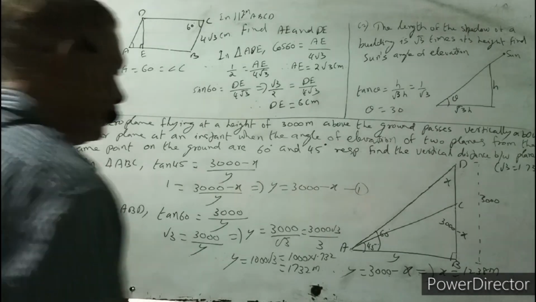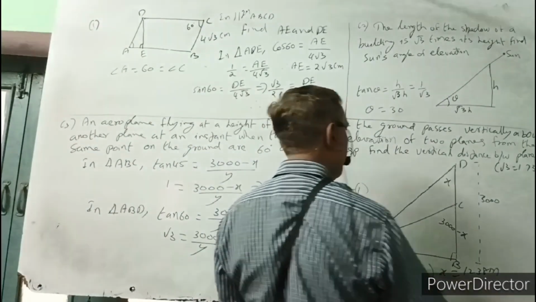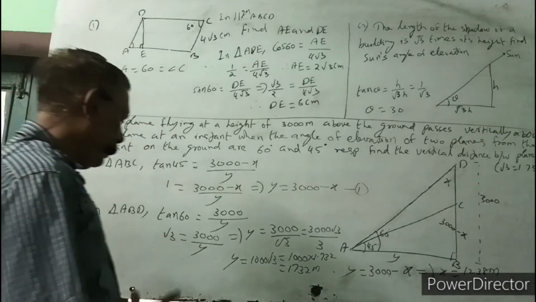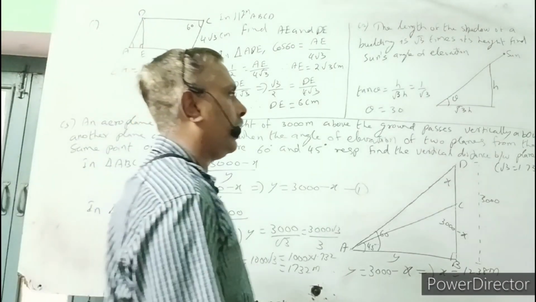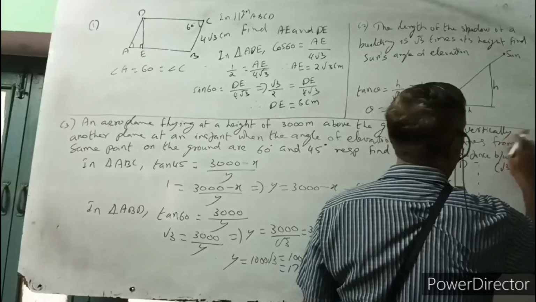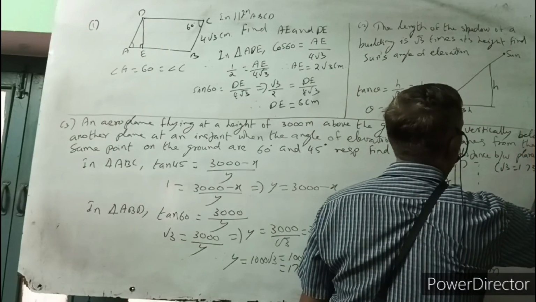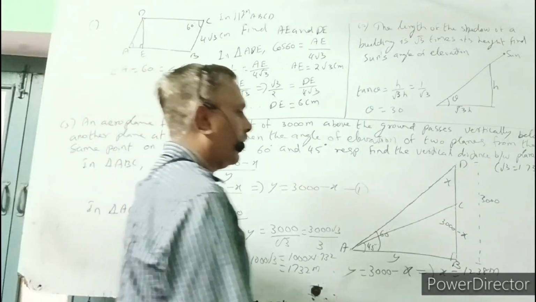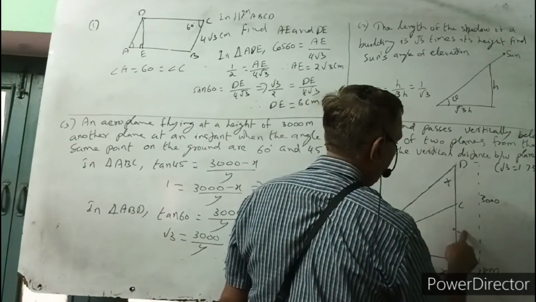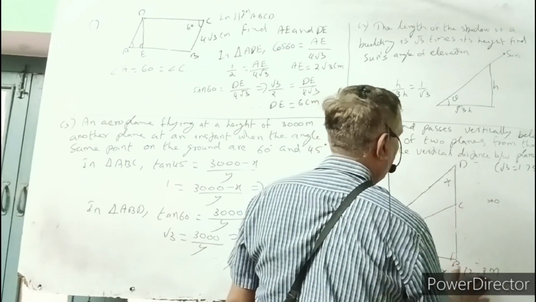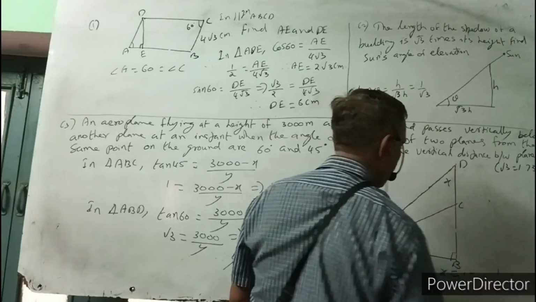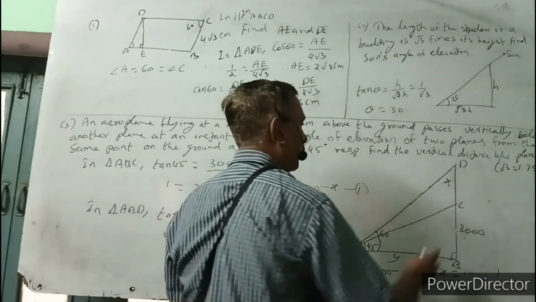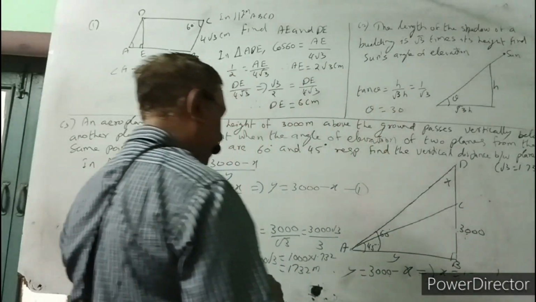So after calculating, you will get x is equal to 1238 meter. Now suppose in this question, if I change vertically above to vertically below, how much change will come? Similar question, vertically below is given. This distance will be changed, this will become 3000, and this side too, so the total distance will be 3000 plus x.